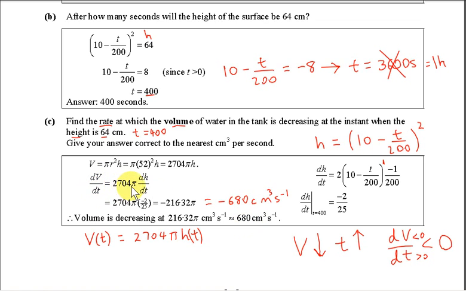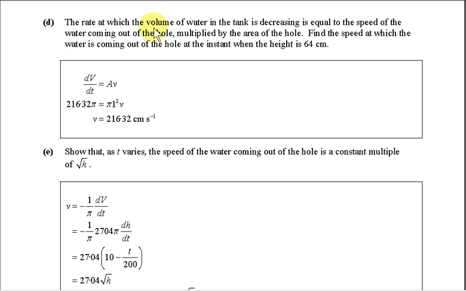It's 2704 pi times dh/dt, where h of t is given by this. So dV/dt involves time. It varies with time. The rate at which the volume of water in the tank is decreasing is equal to the speed of the water coming out of the hole multiplied by the area of the hole.